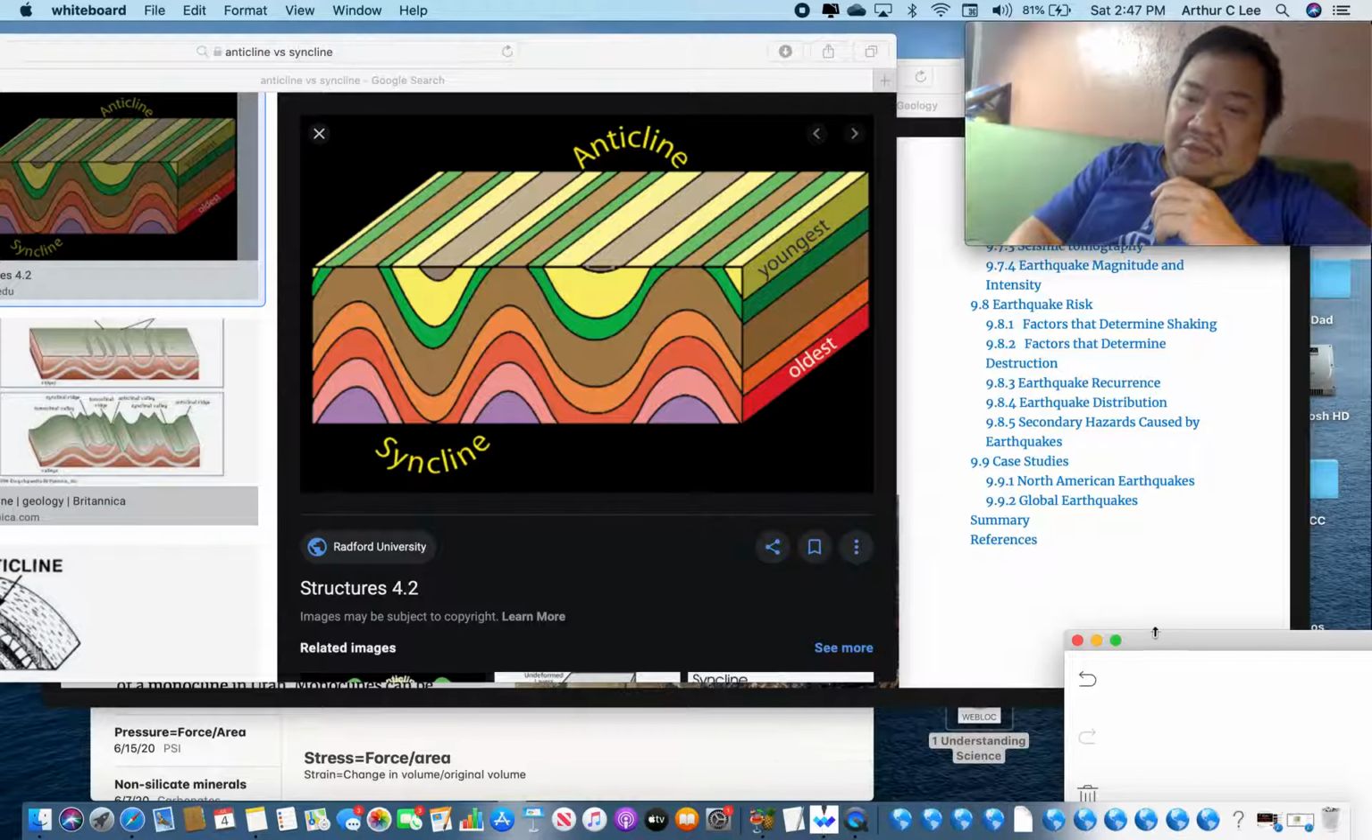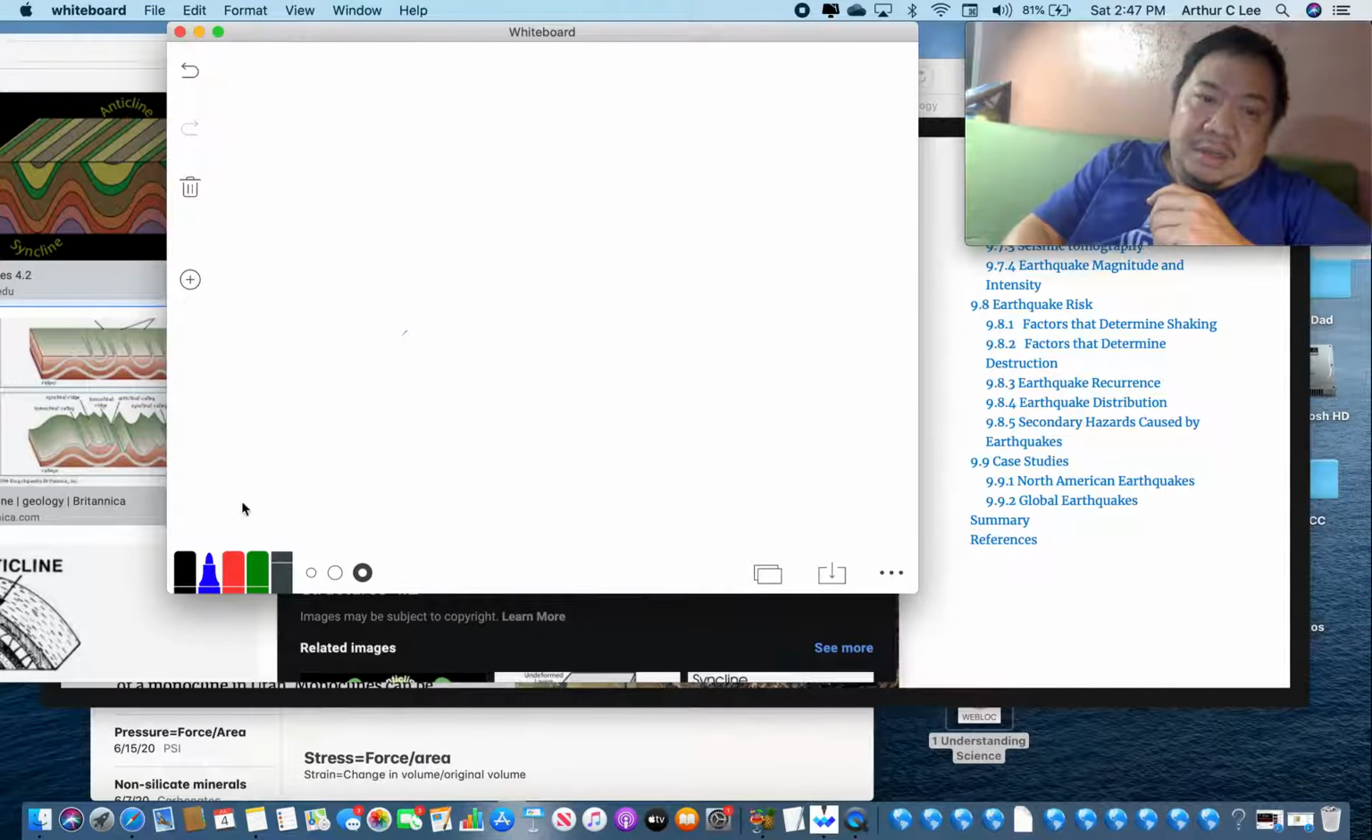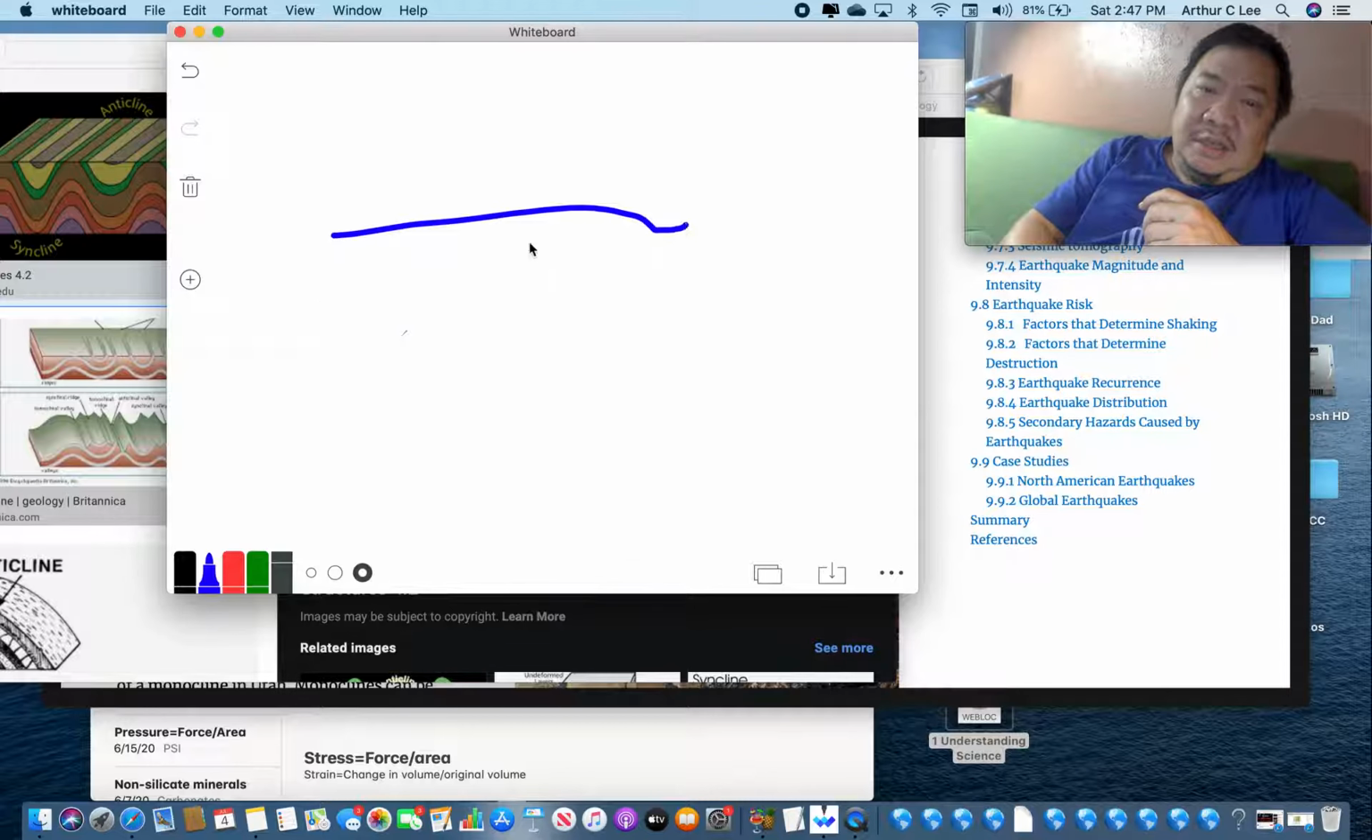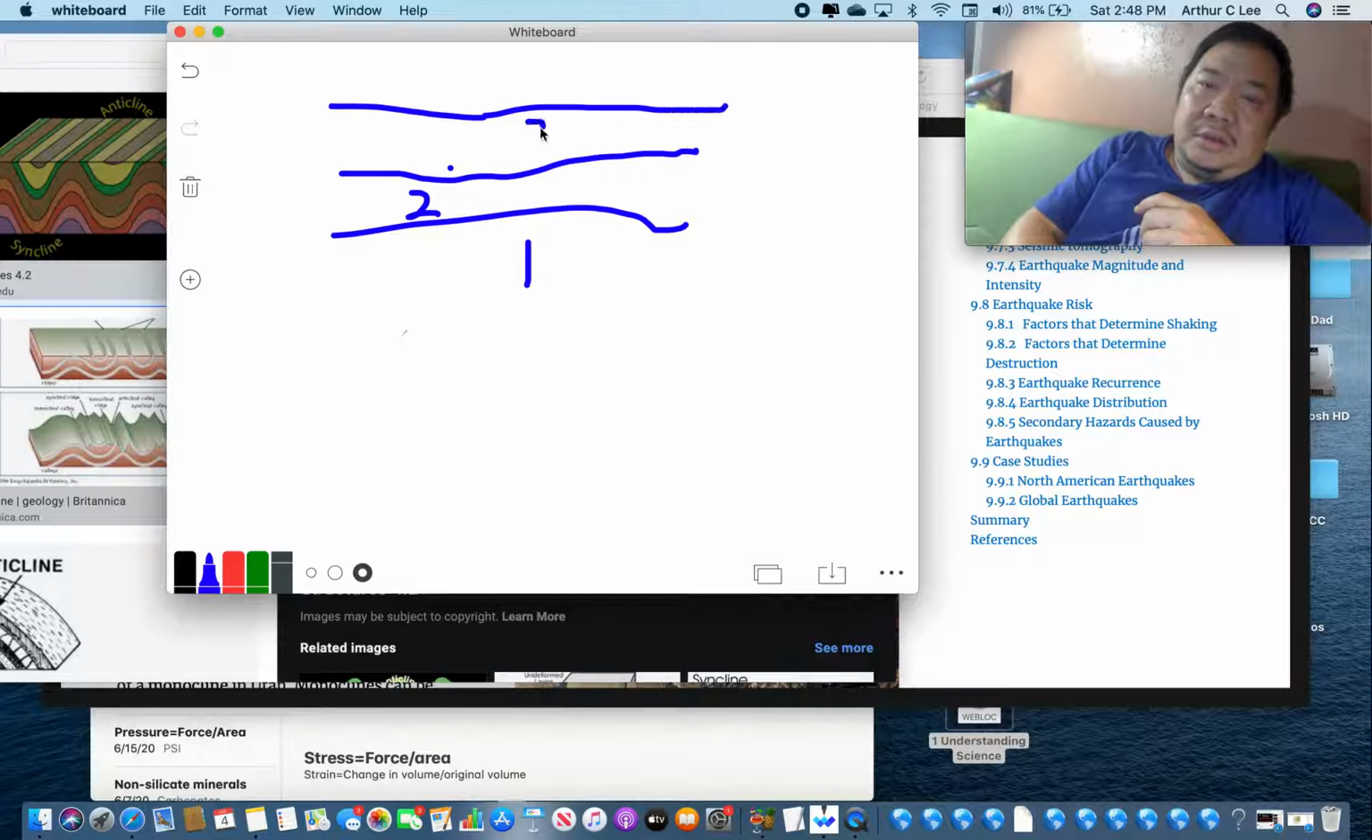Let's take a look at a picture here. I'm going to try and draw a picture of this. I'm not too good at using this app, but I will start. I'll try. So let's say you have bed 1. You've got bed 2. I'm trying to draw straight lines, but I can't do it. And you've got bed 3.